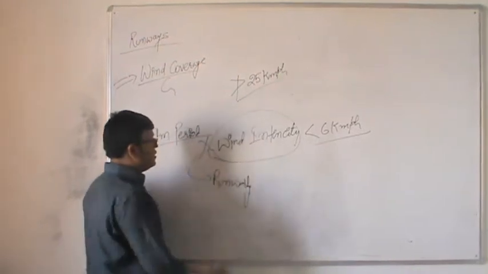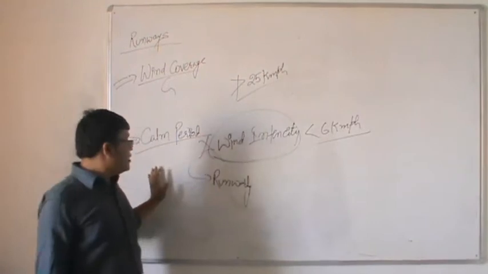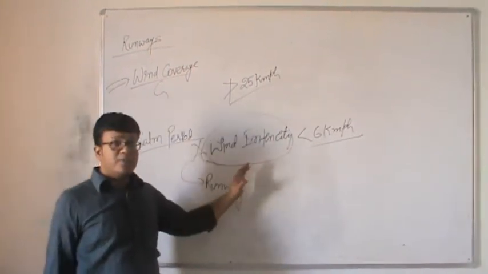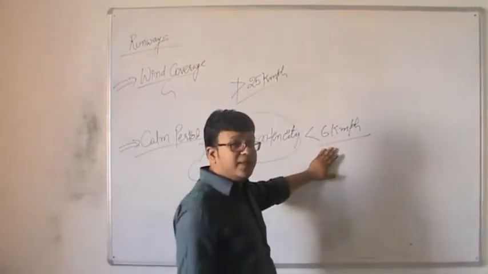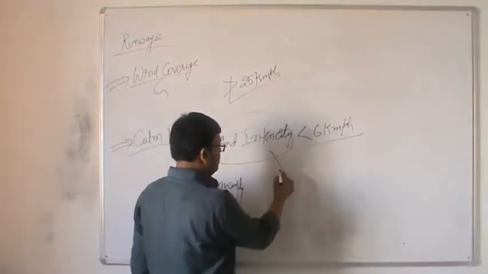We generally don't consider the calm period in the orientation of the runway. What is the calm period? This is the percentage of time in a year during which the wind intensity is less than 6 kmph. At this point, the velocity is very low.